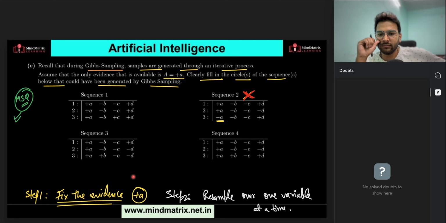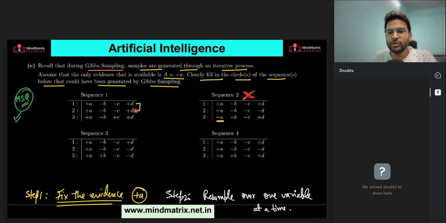Is this clear? Okay, now carefully see this, everyone. As I told you, that is the property that we are using. We are sampling over one variable at a time, so there should be only one variable change, right? Because we want the samples to be nearly identical, not completely independent. So carefully see this. Plus A is fixed. Now let's carefully observe this: minus B, minus C, plus D.